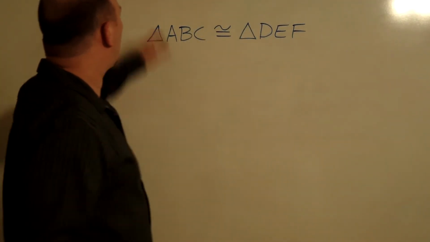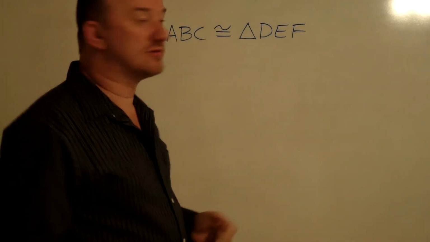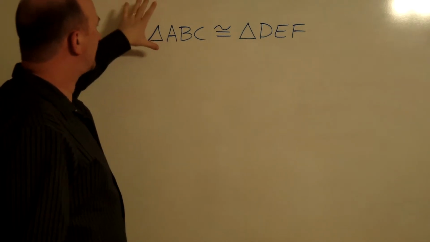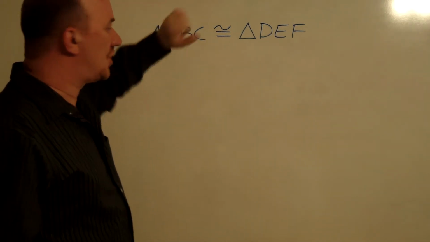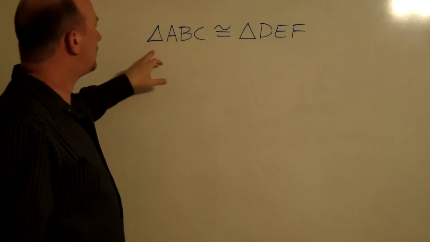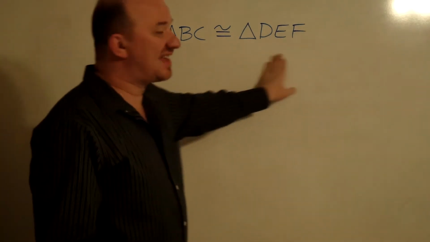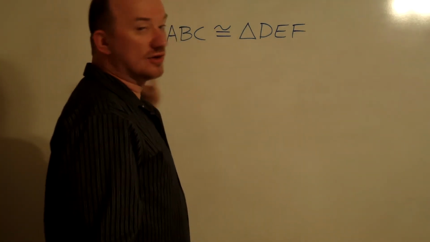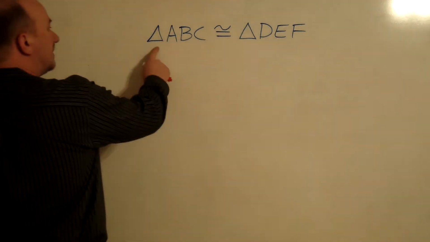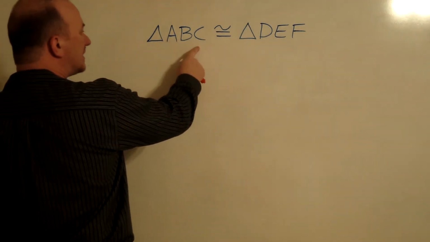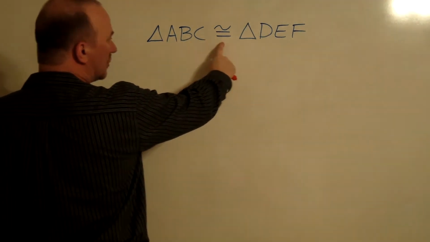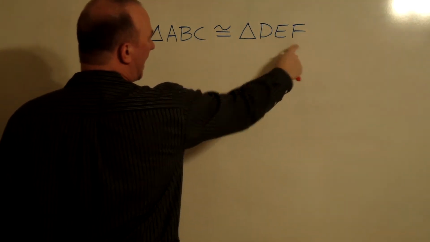Okay, well, let's talk about congruent triangles. Congruent triangles happen a lot in geometry problems. So what you need to do is to know how to actually say this and all the meanings associated with it. This says triangle ABC is congruent to triangle DEF.